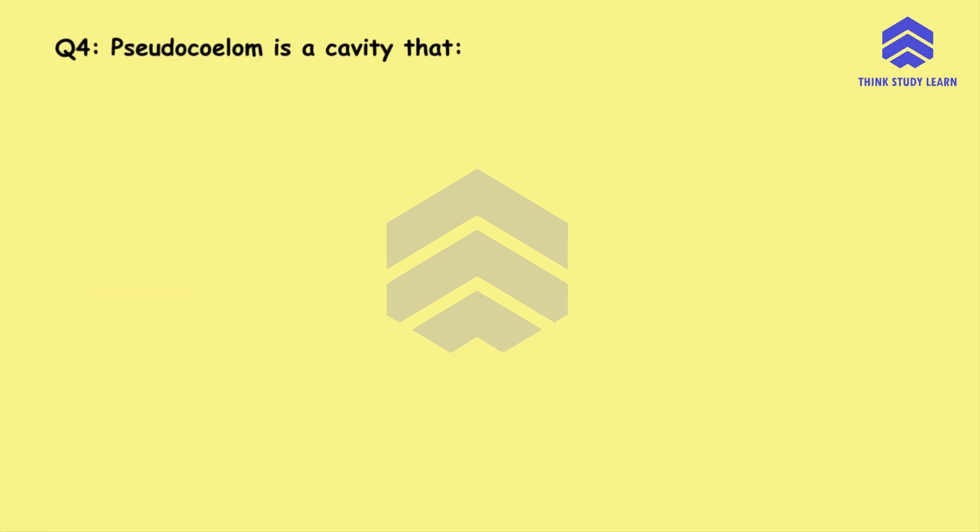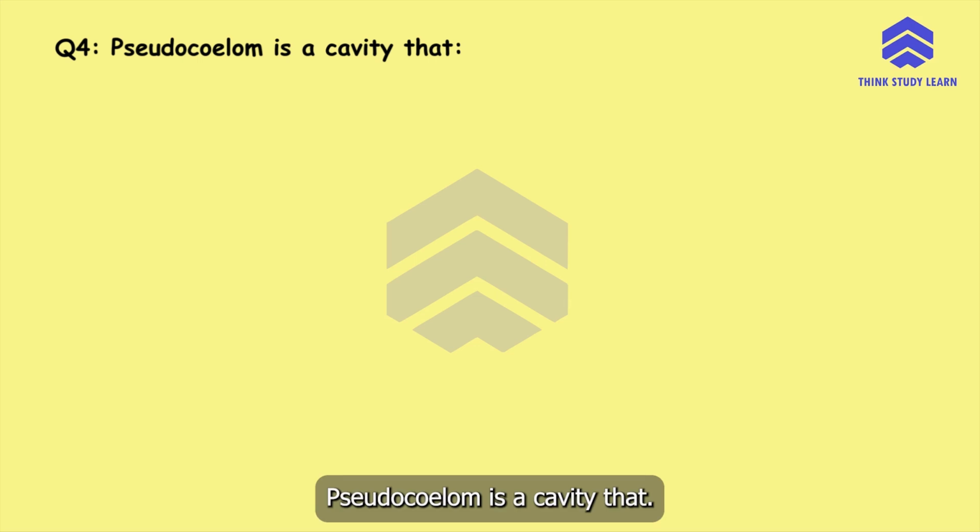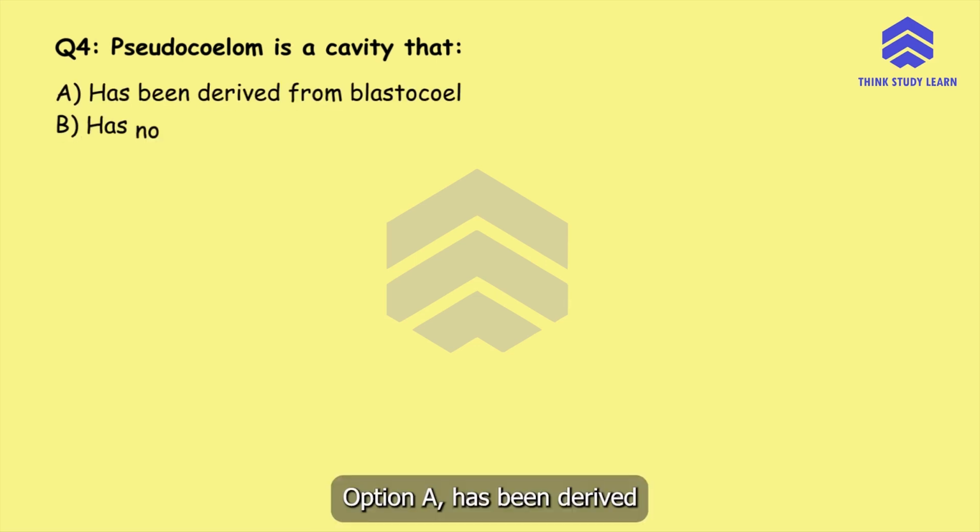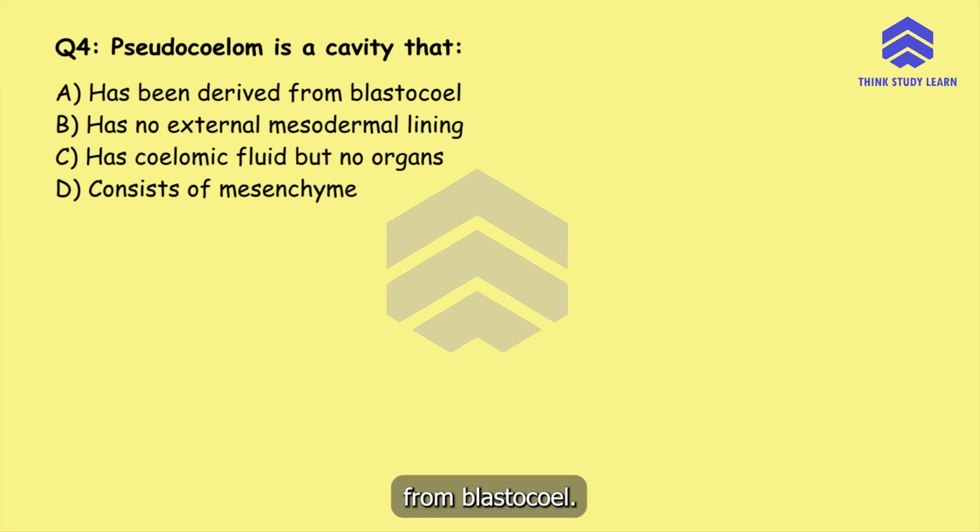Question number 4. Pseudocoelom is a cavity that option A, has been derived from blastocele, option B, has no external mesodermal lining, option C, has coelomic fluid but no organs, or option D, it consists of mesenchyme.